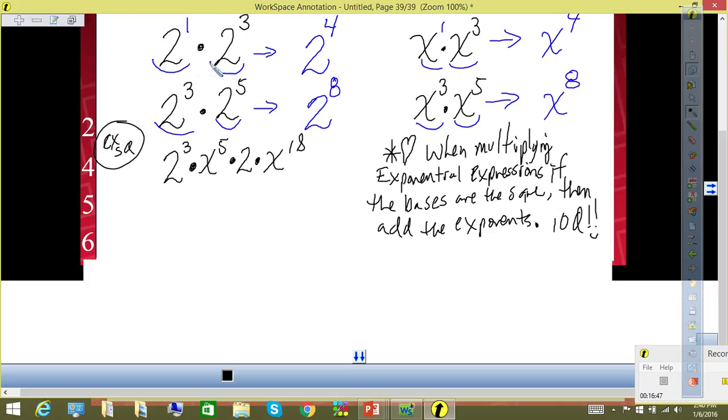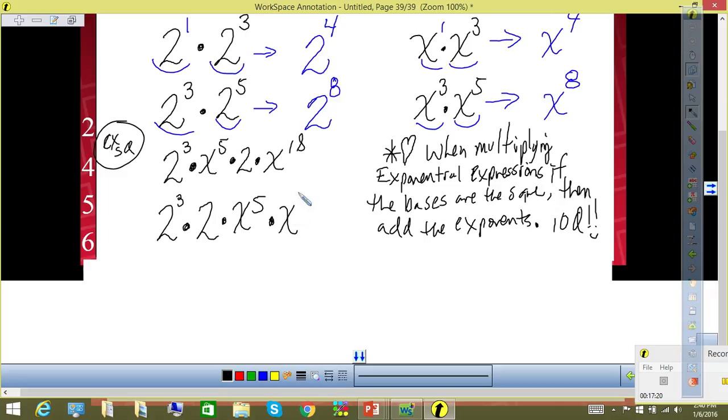Is that correct? Yes. Are these next to each other? No. So the first thing is to reorganize it. Is that correct? Yes. So what am I going to write? 2 cubed times 2 times x to the 5th times x to the 18th. That is correct. That's the next step.